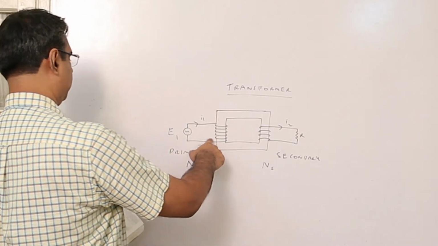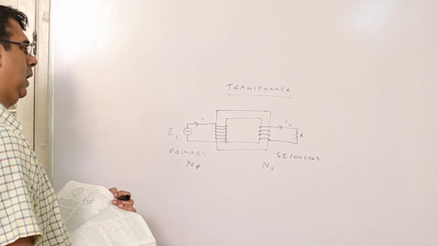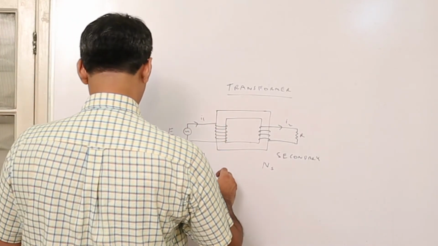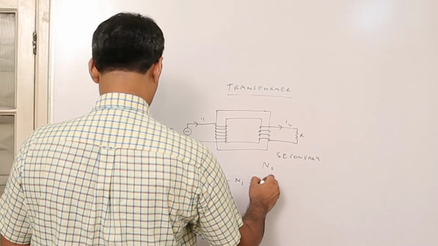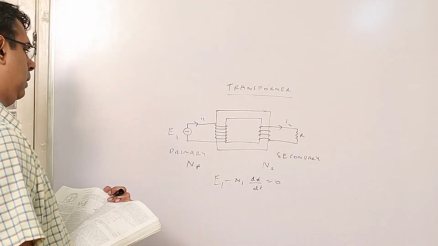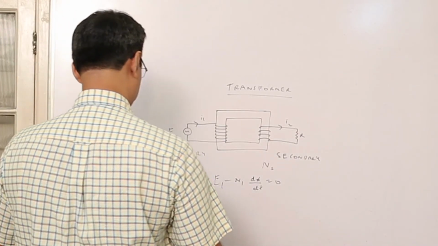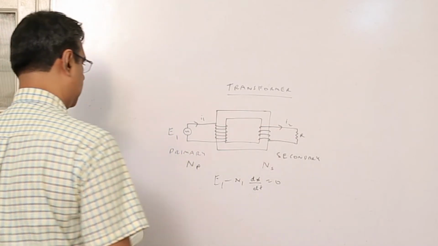So the magnetic flux linked with these coils will keep changing, and due to the flux change, if you apply Kirchhoff's law for the primary circuit, you will get E1 minus N1 into d phi by dt is 0. So this is the result of applying Kirchhoff's law on the primary circuit.